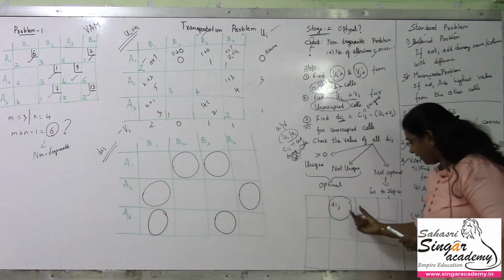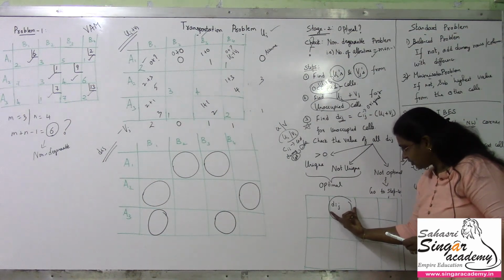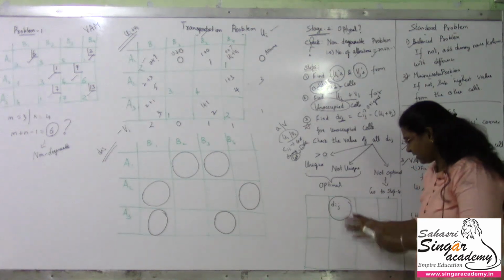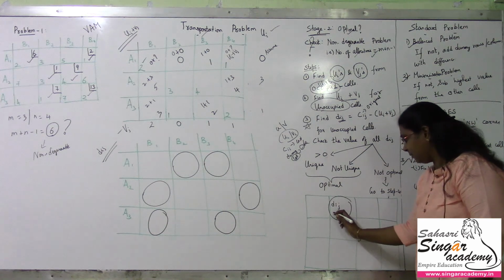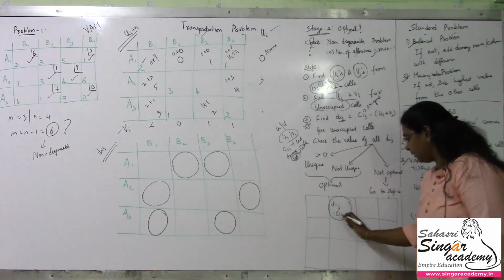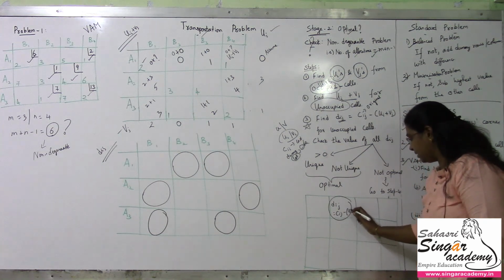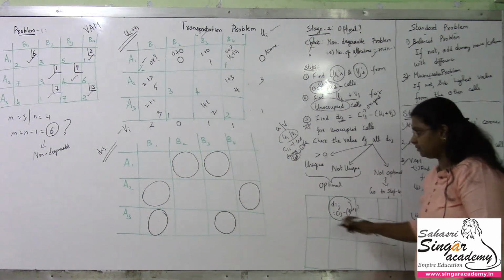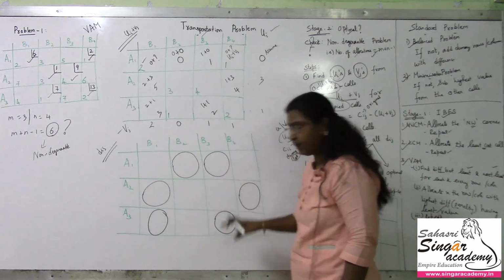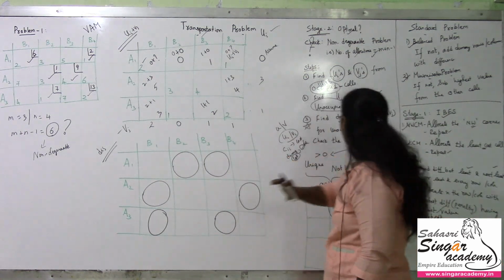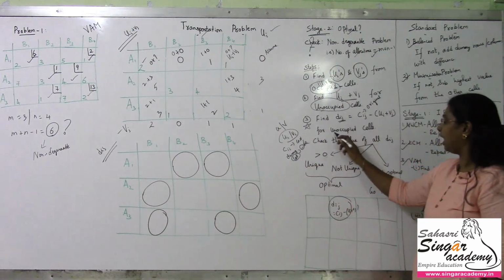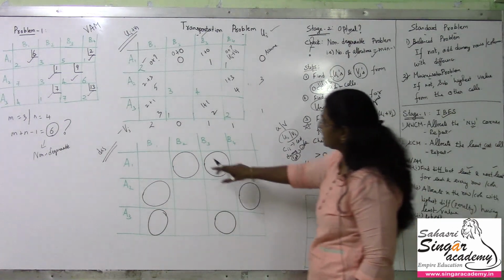I'm just giving a structure. One table where I have circled this column. This dij I will be finding out as Cij minus ui plus vj. So I have the circles here. These circles are the unoccupied circles. Find dij from the unoccupied circles. These are the circles unoccupied.